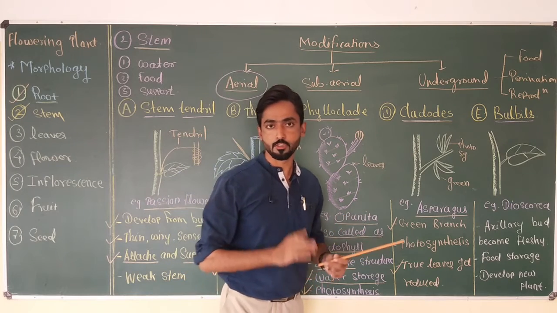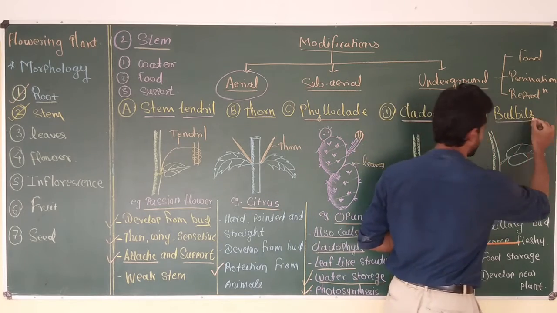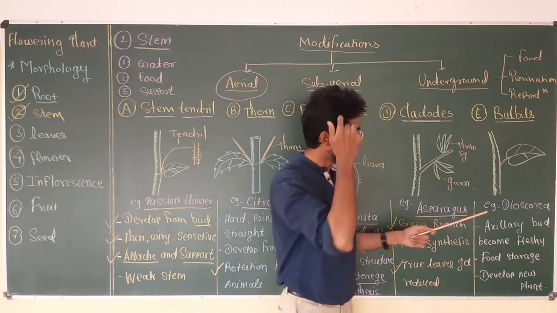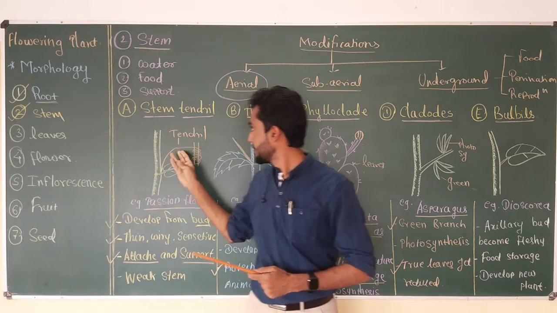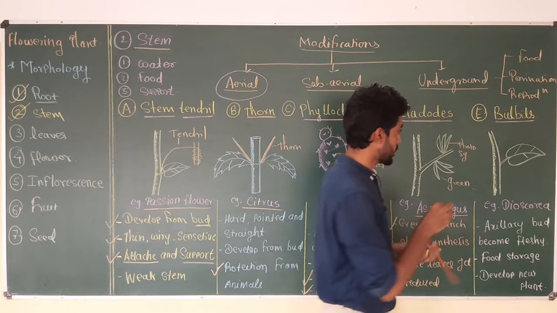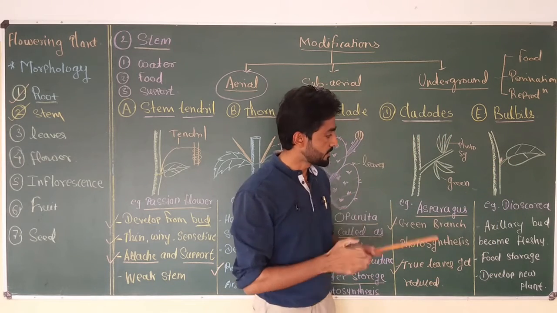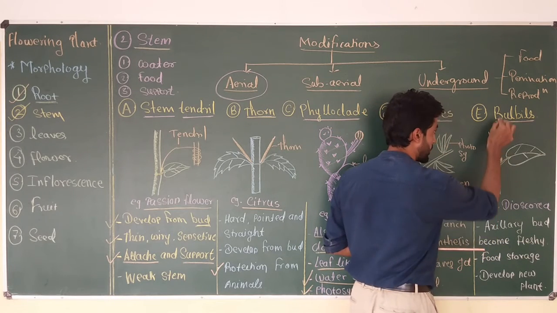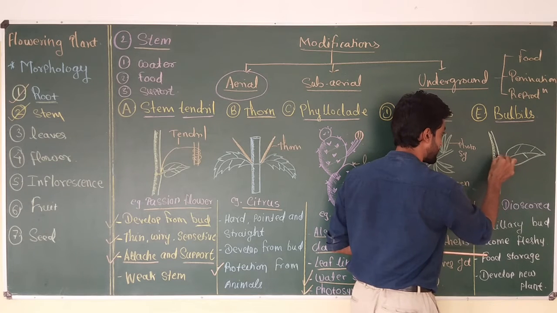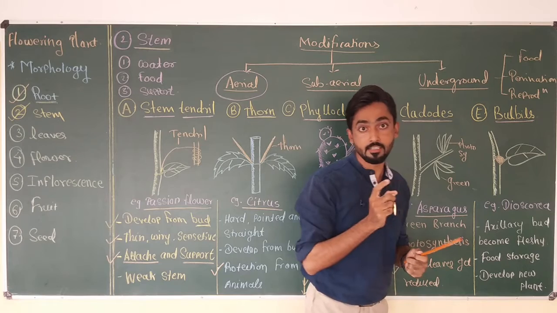The last type of modification present in the aerial stem is bulbils. In bulbil modifications, what happens? The axillary bud becomes fleshy. Similar to the tendril and thorn, this type of modification also occurs due to the axillary bud, which is present at the leaf base. Now this bud becomes thick, fleshy, and rounded. So if you observe a bulbil, you can see a structure like this, which is thick, fleshy, and rounded at the leaf base, and this is the modified form of the axillary bud.